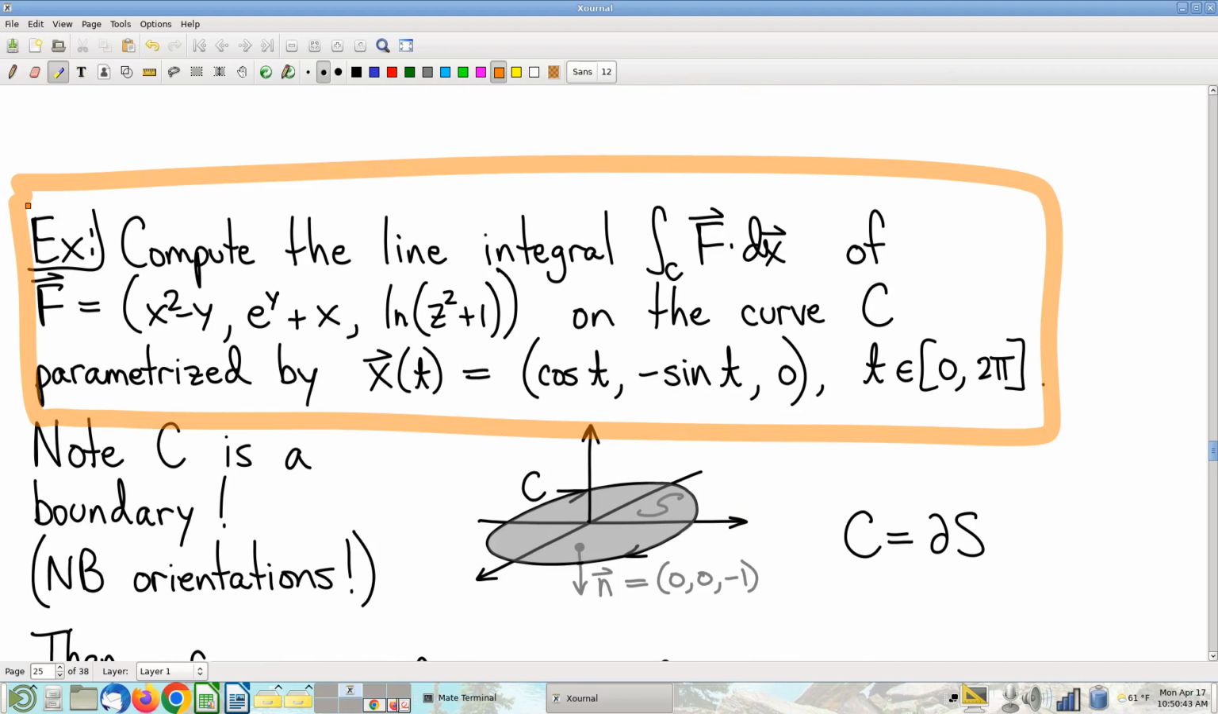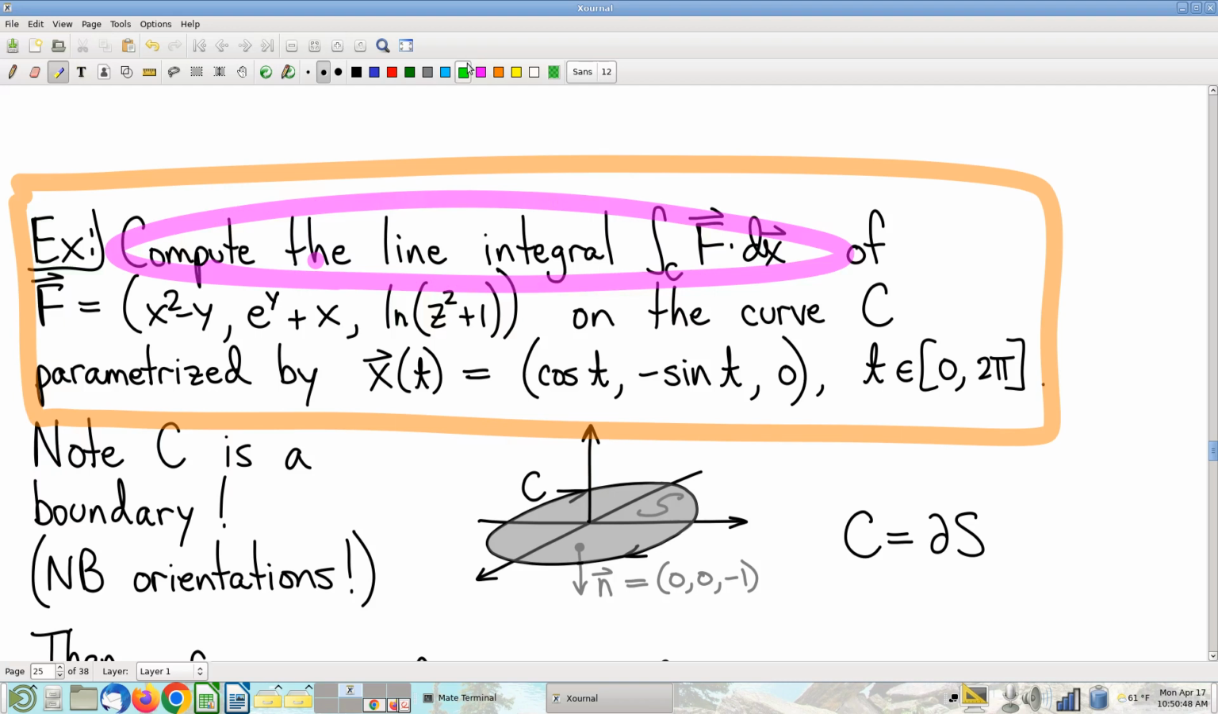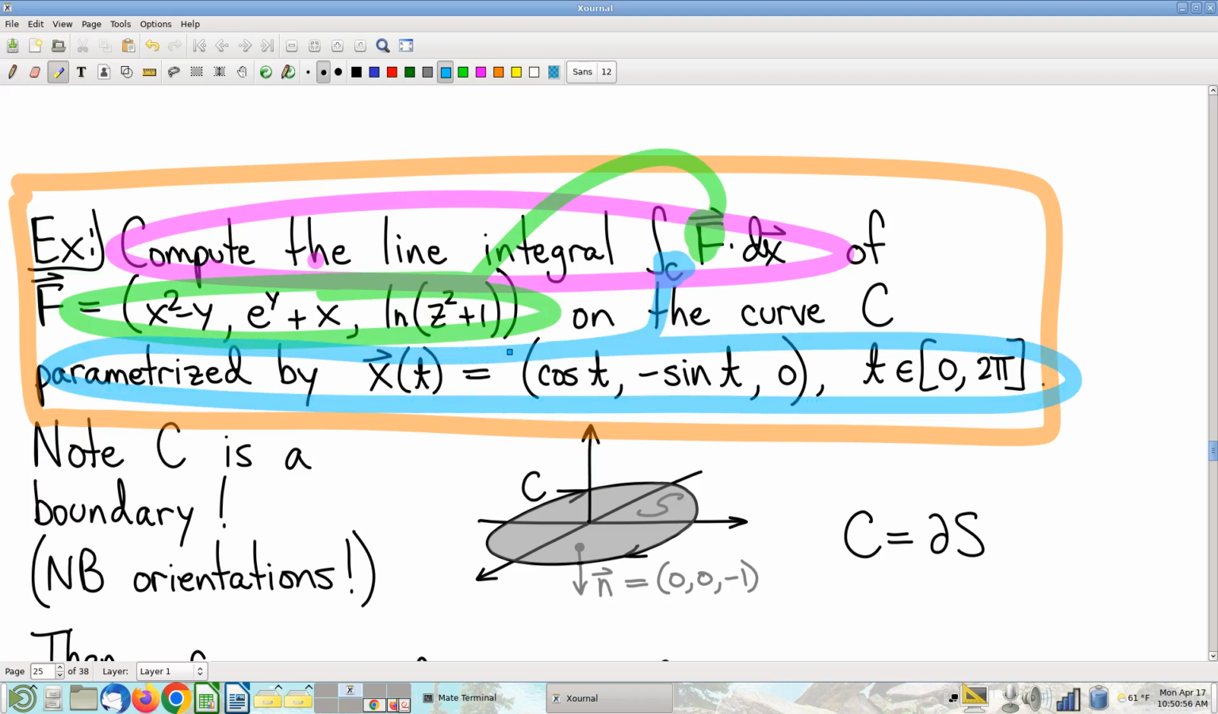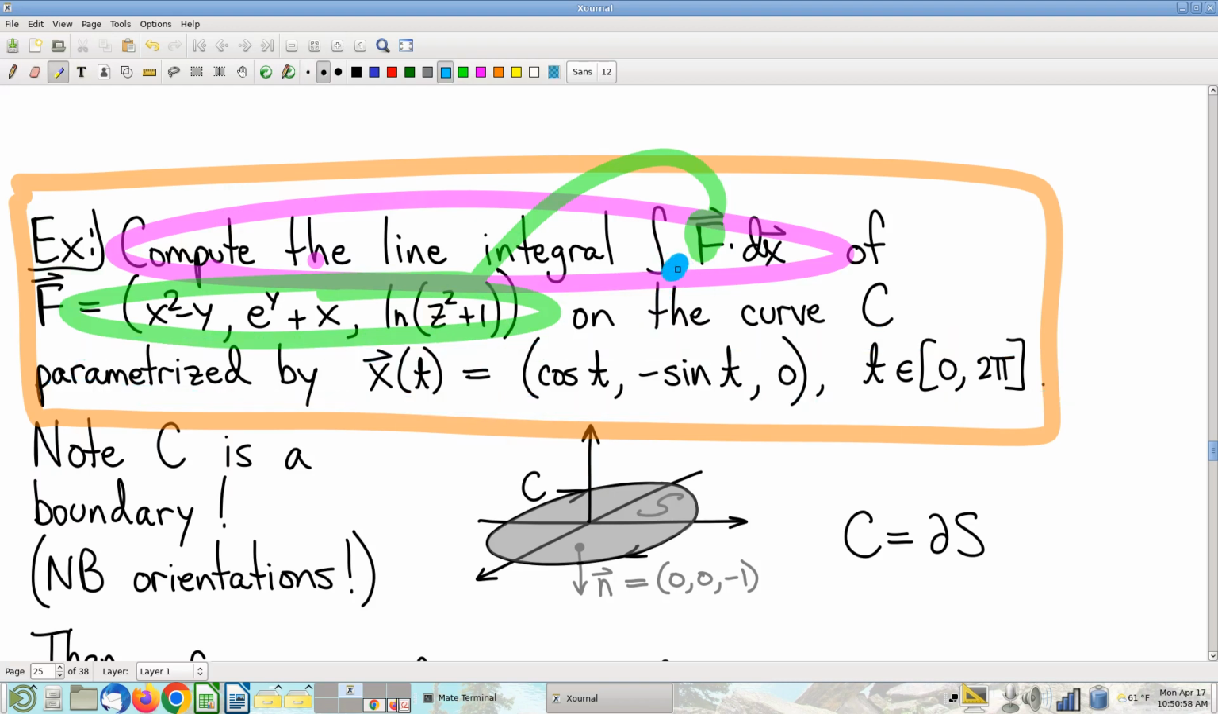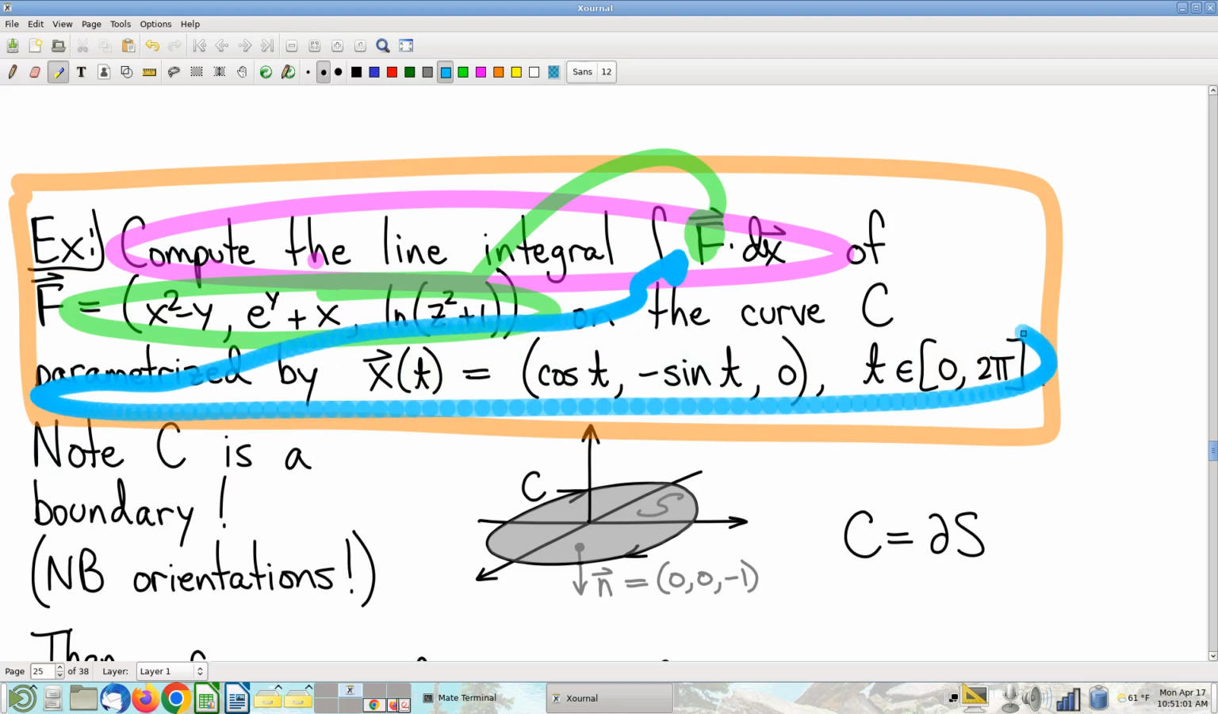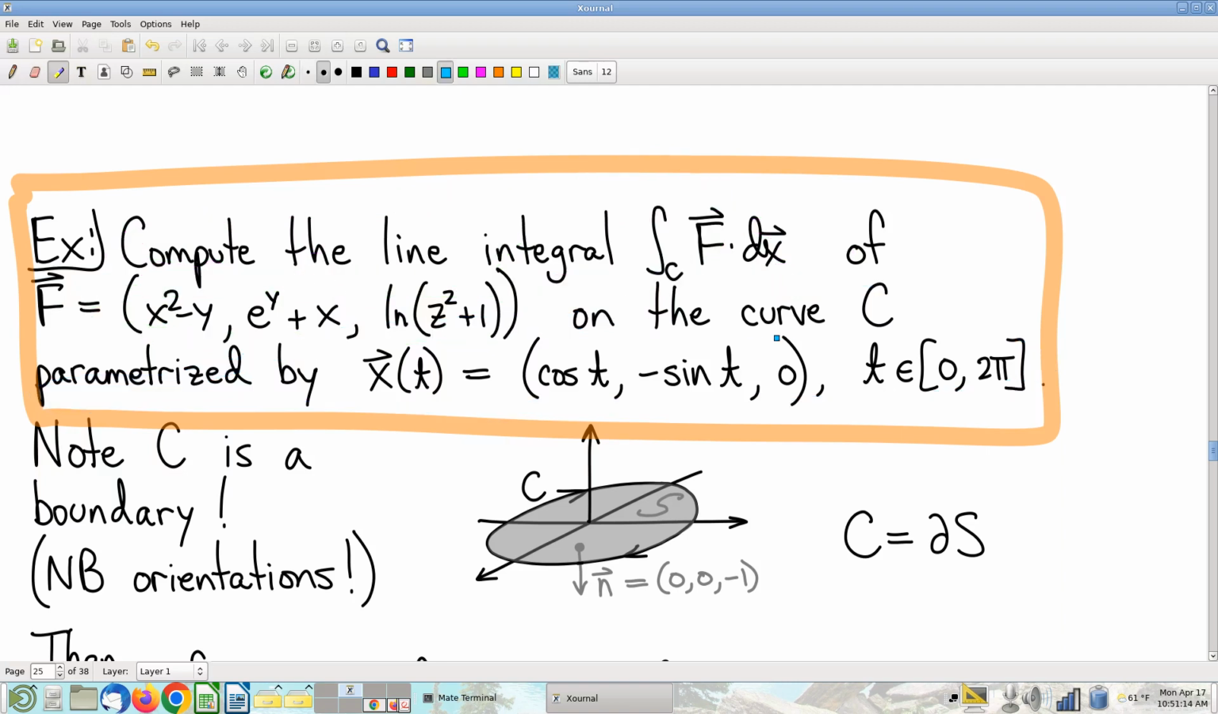Here's a question. Notice it says we want to compute the line integral. Notice that we've got a vector field given. Notice that we have a curve given. So, vector field given, curve given, compute the line integral. Now, in fact, notice even more so, not only is the curve given, but the curve comes pre-parameterized, right? We've got a parameterization given.